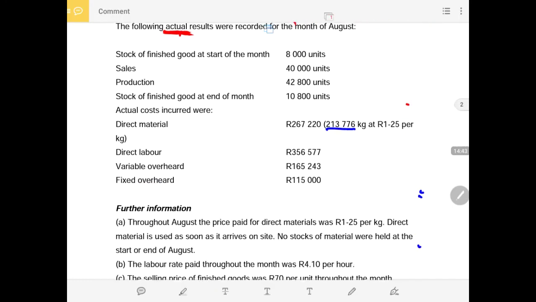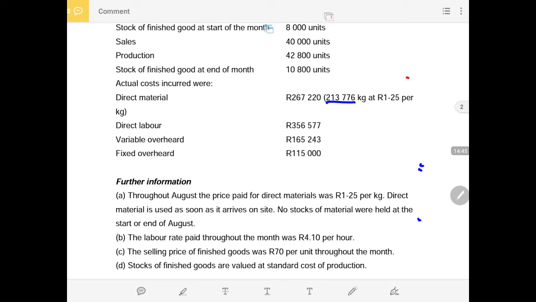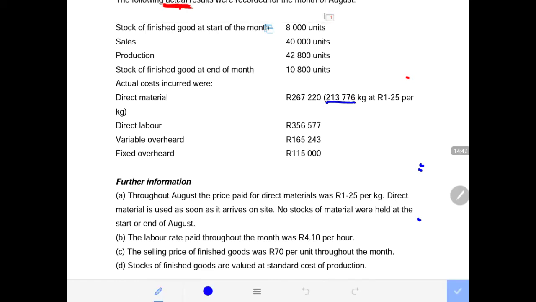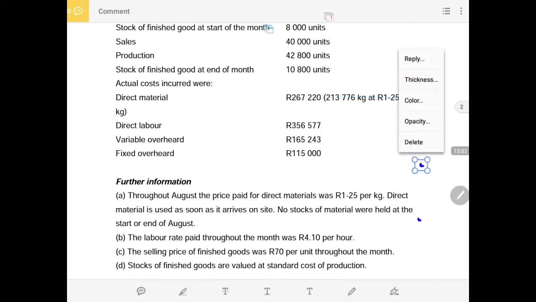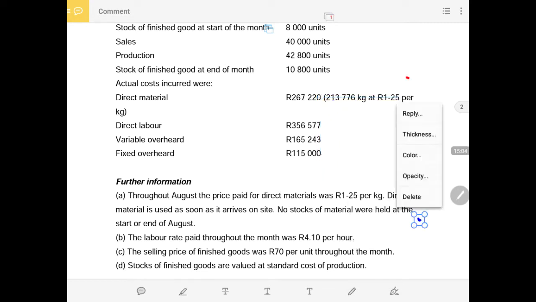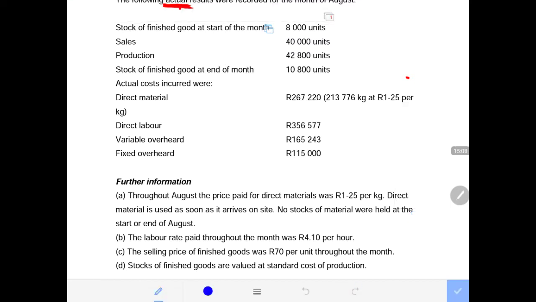Let's read further. Further information says, through August, the price paid for direct material was 1 rand 25 cents. So they are just verifying that 1 rand 25 cents is really 125. There was no change of price when we bought our material from our supplier. It remained the same throughout. If there was a change, then we might need to calculate the average price throughout the month.